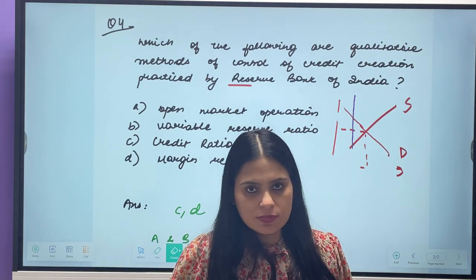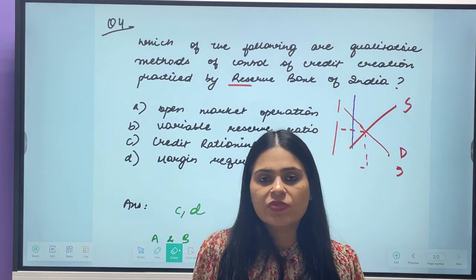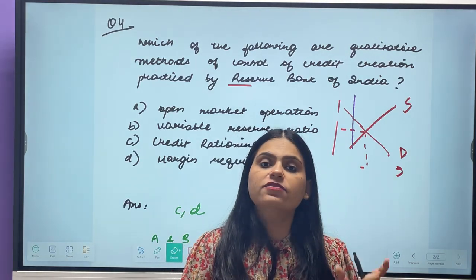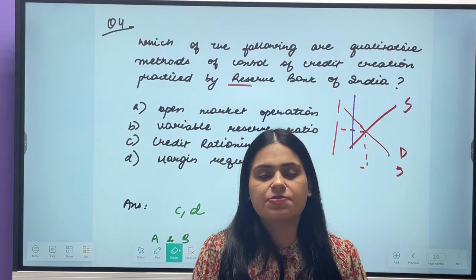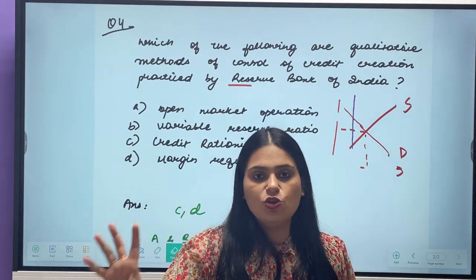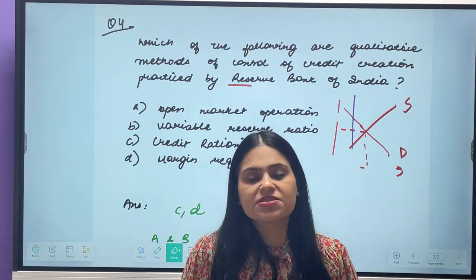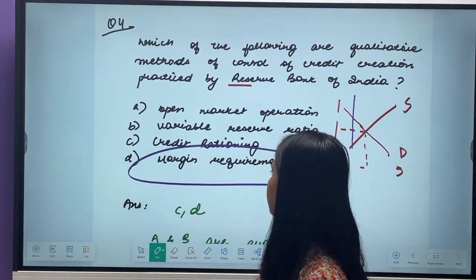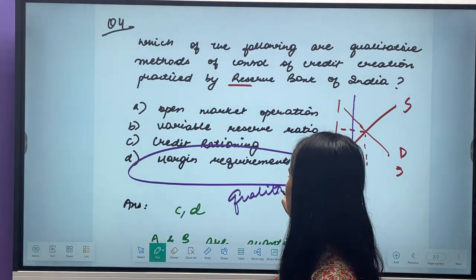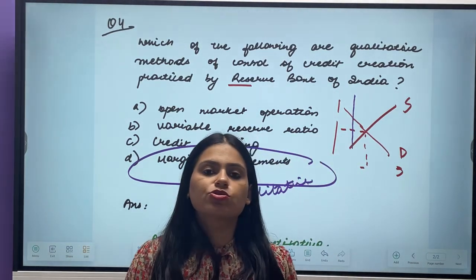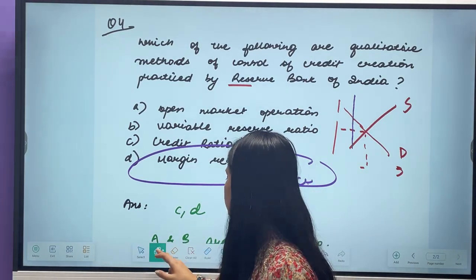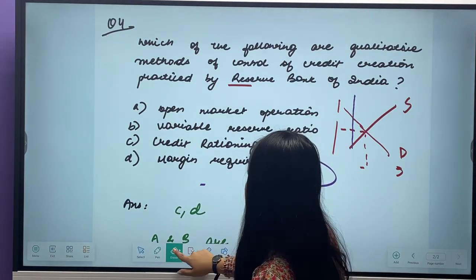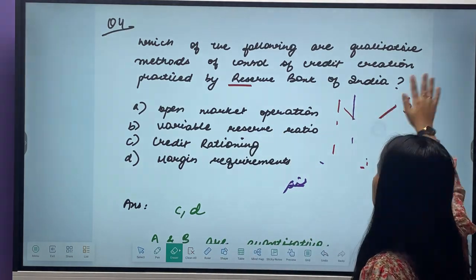This house has some value. I have taken loan worth some money. The difference between the value of the collateral and the value of the loan, that is called as margin. Margin क्या होता है? The difference between value of collateral and value of loan is called as margin. So margin requirement is also a qualitative measure. This is also something you should be knowing. So what will be the answer to this question? Beta, C and D. They are the right answers. Okay. Let's go to the next question.